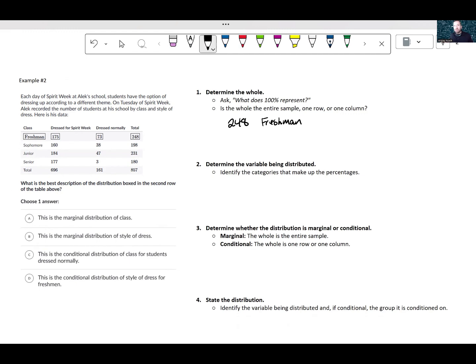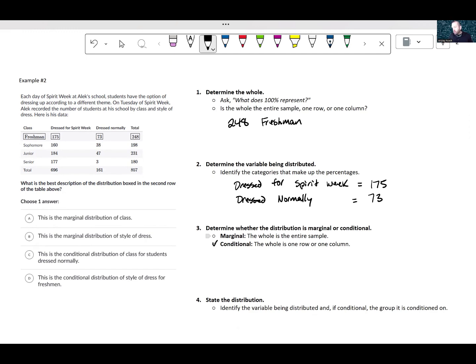So it's not the grand total, it's just the 248 freshmen. For step 2, we determine the variable that's being distributed, or determine the categories that make up these percentages. Again, we have: are they dressed for Spirit Week or dressed normally? If they're dressed for Spirit Week, we have 175 students that were dressed for Spirit Week and 73 that were dressed normally. And now this one's going to be a conditional distribution for step 3.